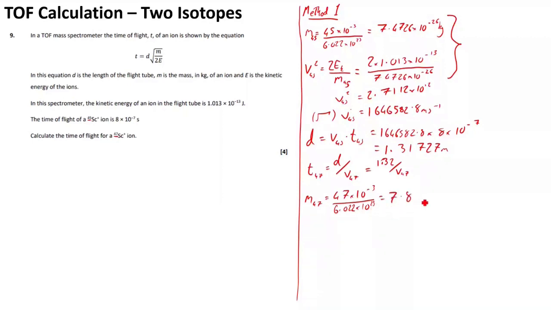We've got 7.8... 0.47. You can have a think, does that make sense? It's a little bit heavier than the mass of 45, so yes, that makes perfect sense. And then the velocity of 47, this time I'm just going to put it all in as 1, although I'd always advise against this. Kinetic energy is the same as before, because all isotopes are accelerated with the same kinetic energy, divided by the mass.